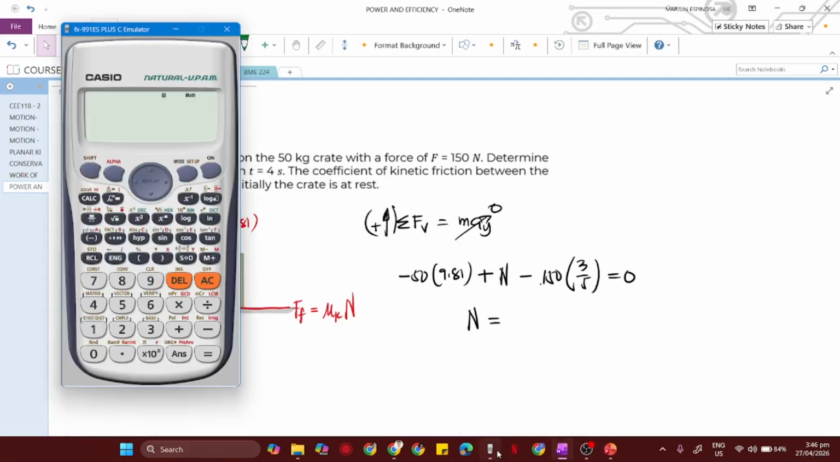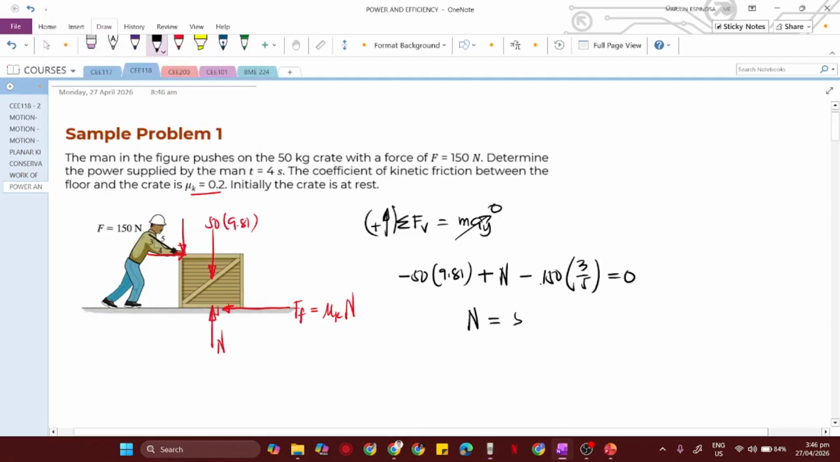Nandiyan pa ba kayo, class? Sige, ako na lang, no? So, magiging positive na yan. Tapos, 9.81. Then, we have here 150 times 3 divide 5. So, you get 580.5. Tama ba? 580.5 newtons. Yes, sir. So, that is your normal force.